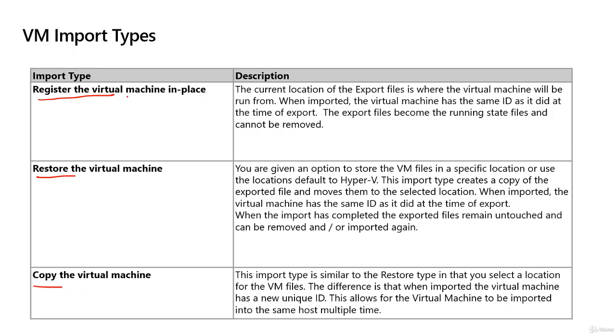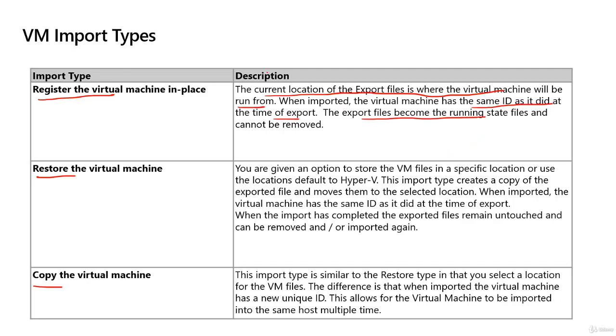If you register the virtual machine, what that means is the current location of the exported files is where the virtual machine will run from. When you import it, the virtual machine has the same ID as it did when you exported it. The export files now become the running state and can never be removed.